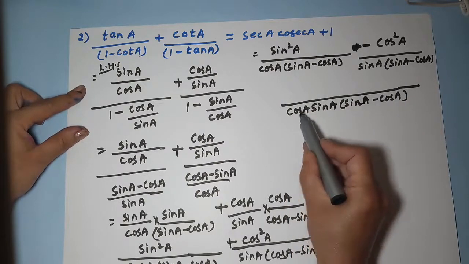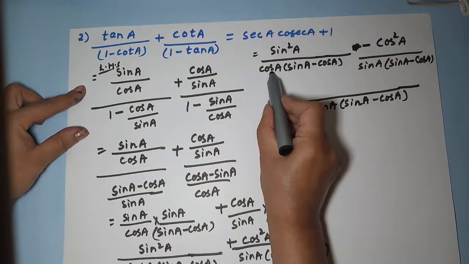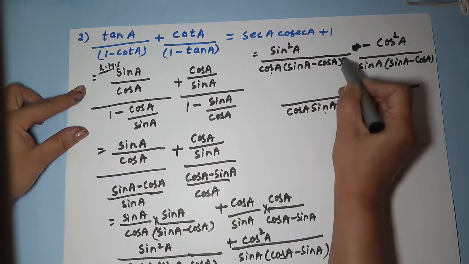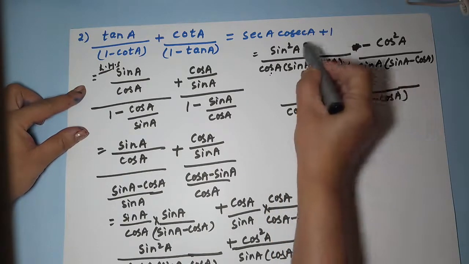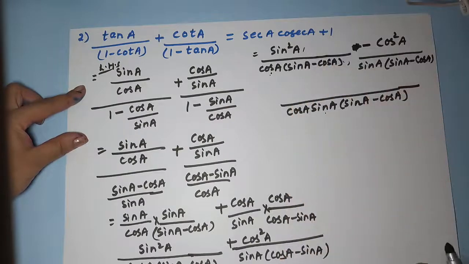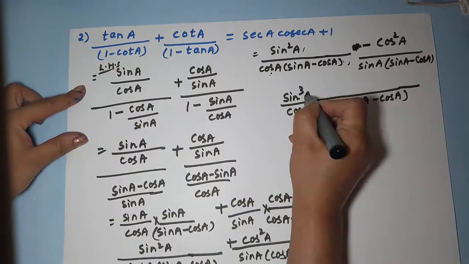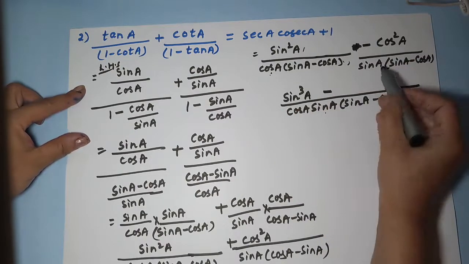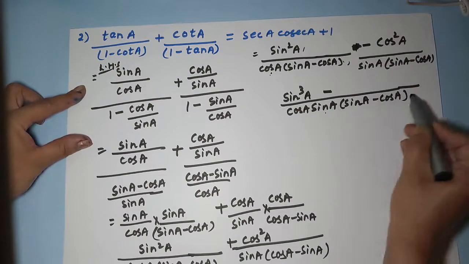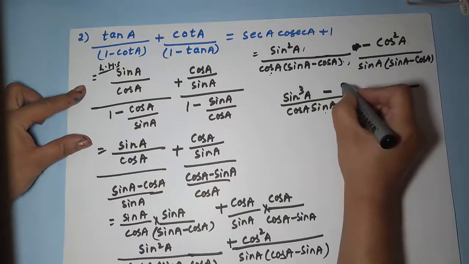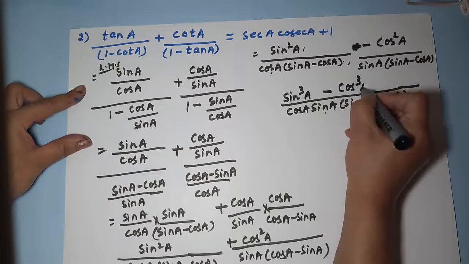This is cos A, sine A. Here we have only cos A and this. So we will multiply this by sine A. So we have to multiply the numerator also by sine A. So that becomes sine cube A. Same here. I have sine A. What is left? Cos A. So that will go here. So I will have cos cube A here.